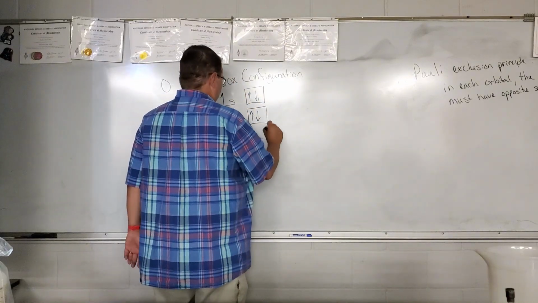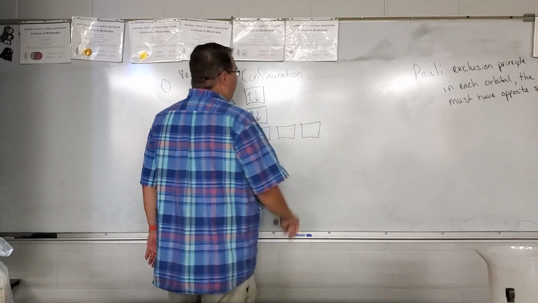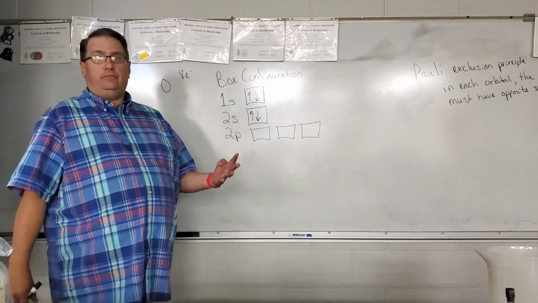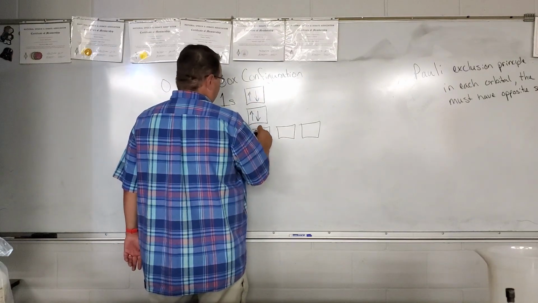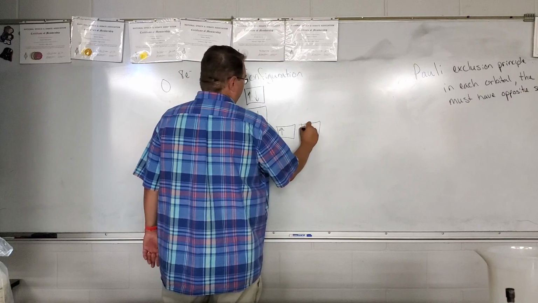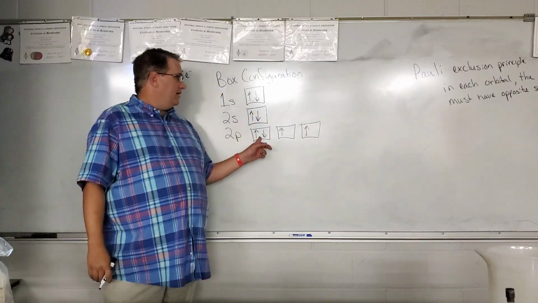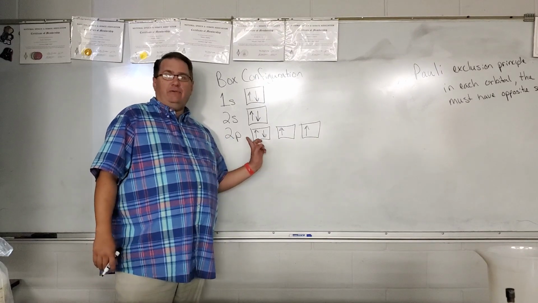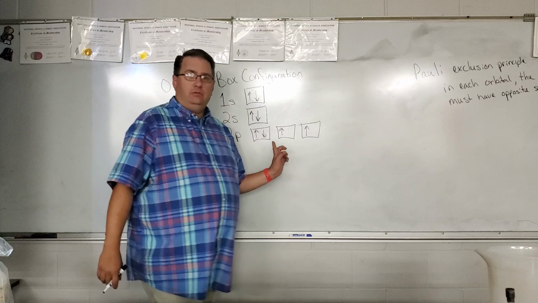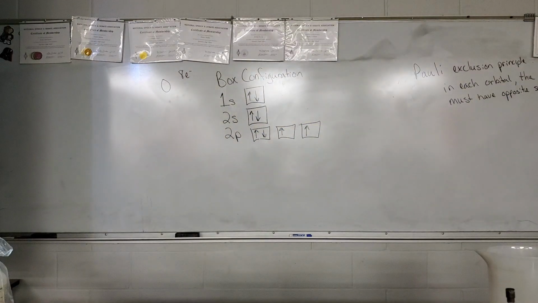Alright, I need 4 more electrons, don't I? Yes. So I have 1, 2, 3, 4, 5, 6, 7, 8. See, our bus seat rule came into effect here, didn't it? I put 1 in each one. I came back and put the second one. Now I have 8 electrons. And I'm done.